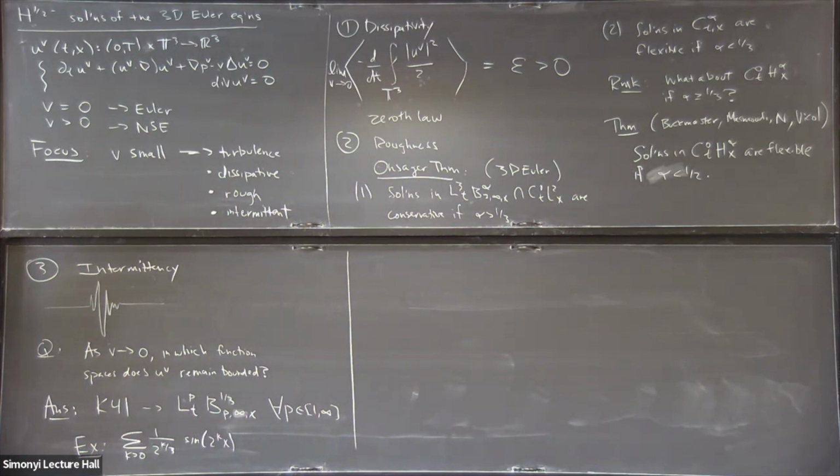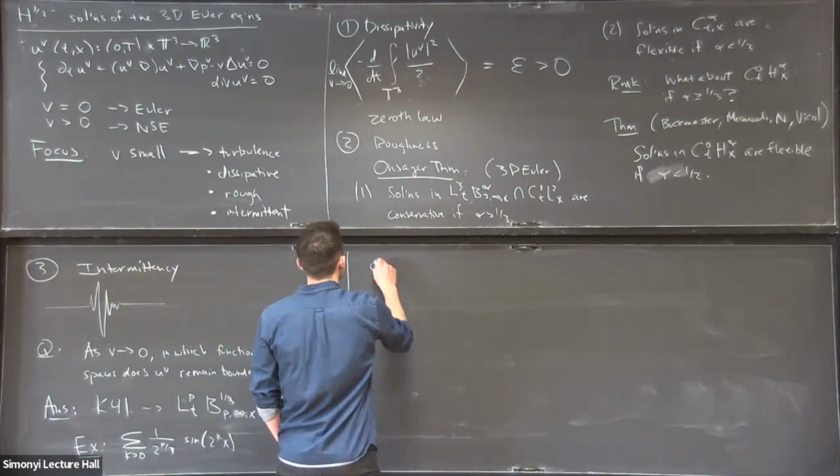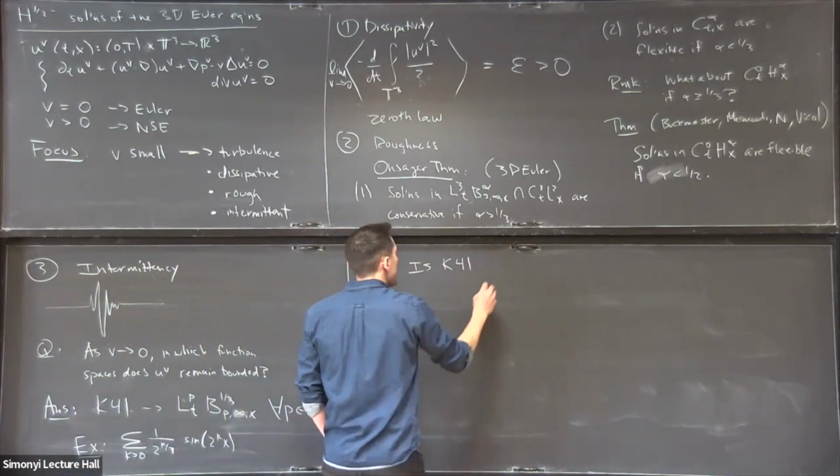All right, so intermittency figures in if we ask whether or not these predictions of Kolmogorov are correct. So, question: is K41 correct?